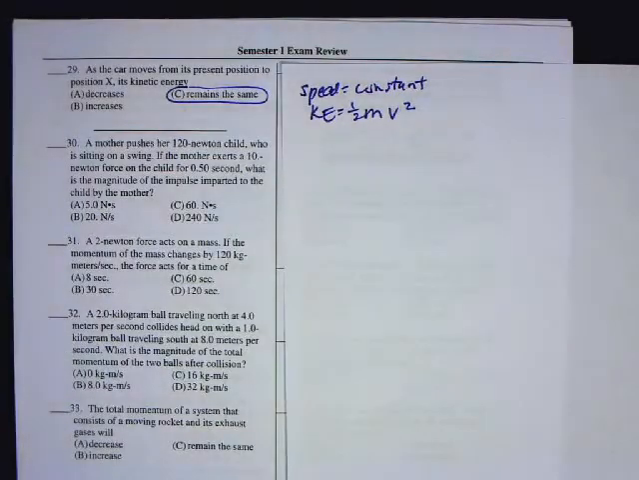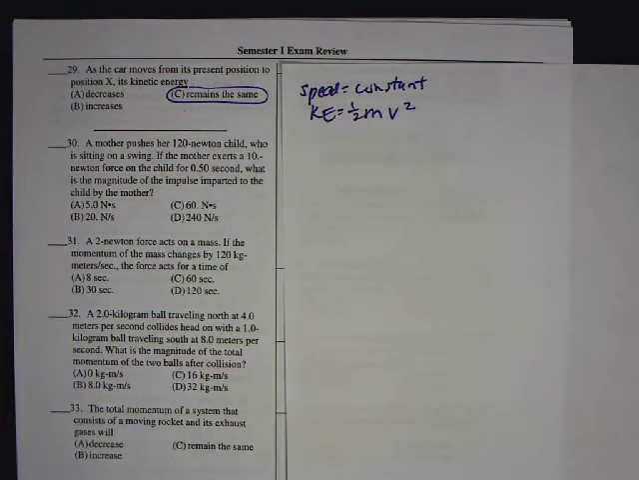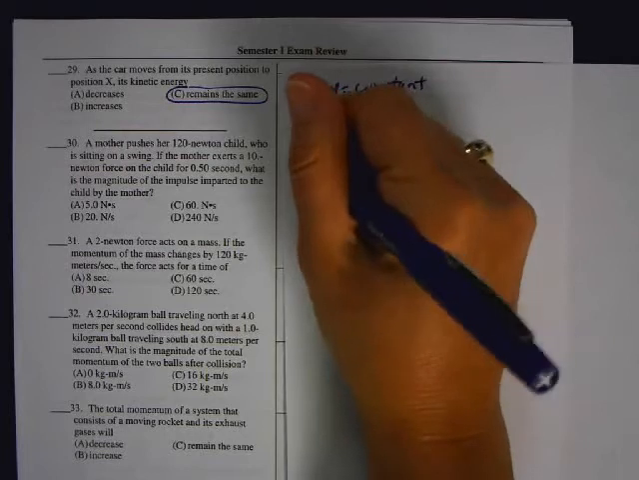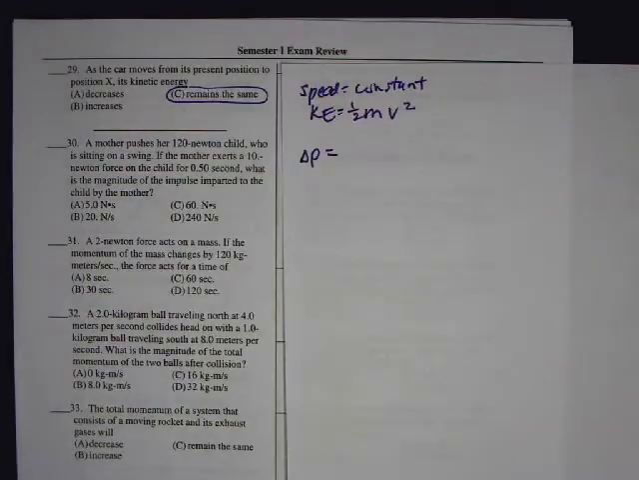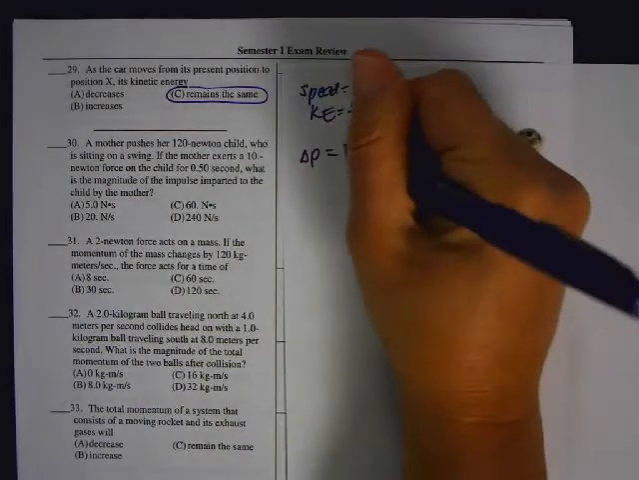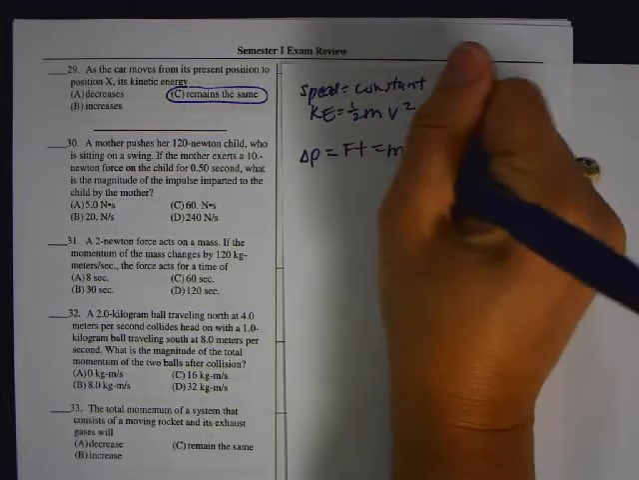All right, number 30. A mother pushes her 120 Newton child who is sitting on a swing. If the mother exerts a 10 Newton force on the child for 0.5 seconds, what is the magnitude of the impulse imparted to the student? So they're asking me for the impulse. So right away I'm going to say, what is impulse? Well, impulse is equal to the change in momentum.